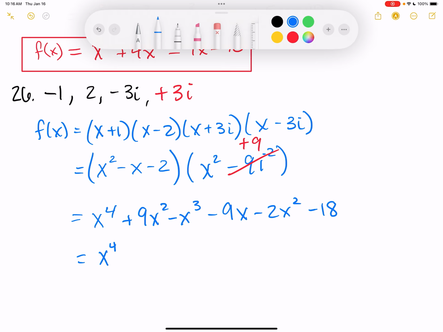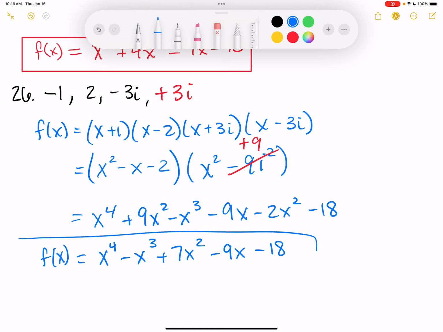So then minus x cubed. We have 2 different things that are x squared, so combine those. That's 7x squared minus 9x minus 18. And that is your function.